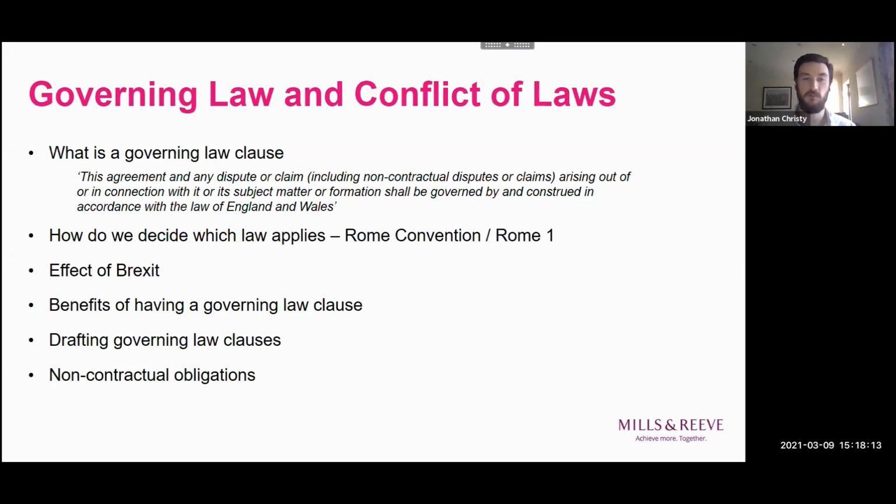It is important to note whether the parties have chosen the law that will govern the contract, as well as the forum that will hear the relevant dispute.